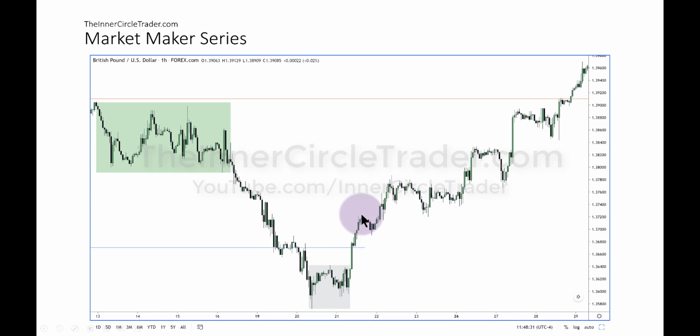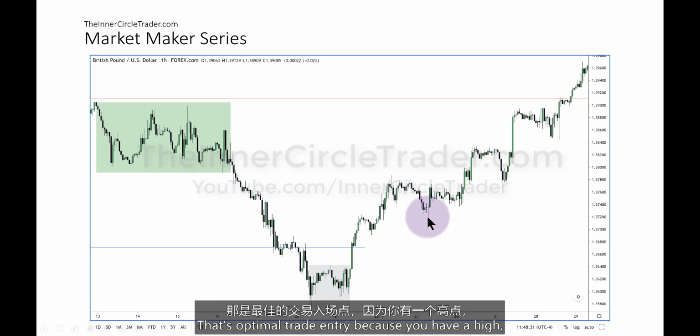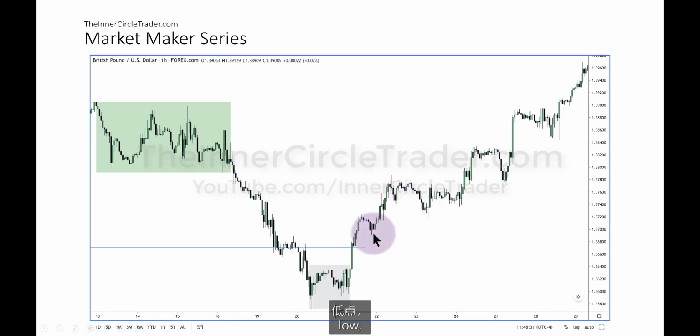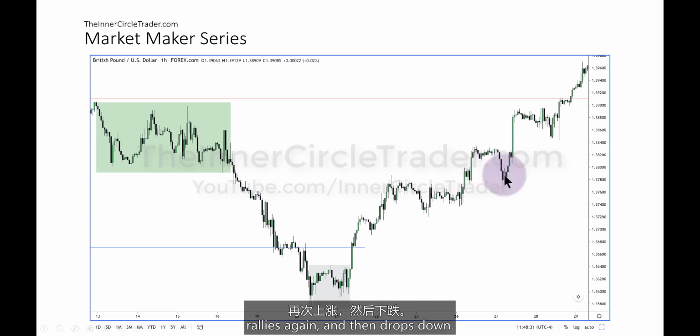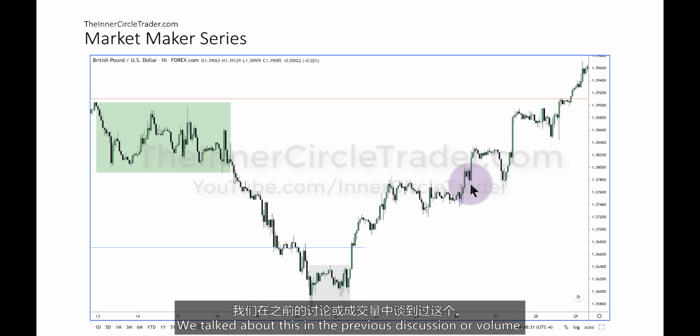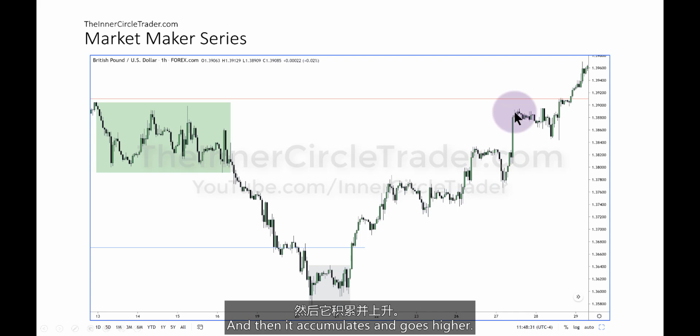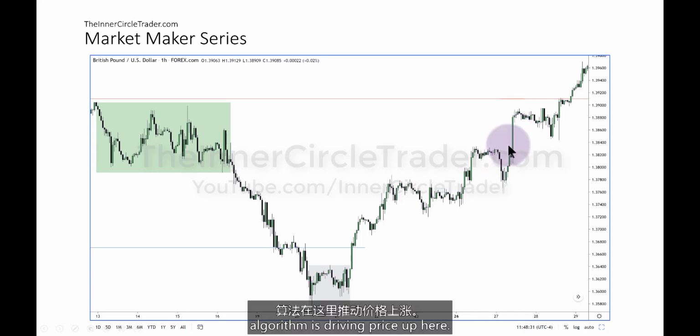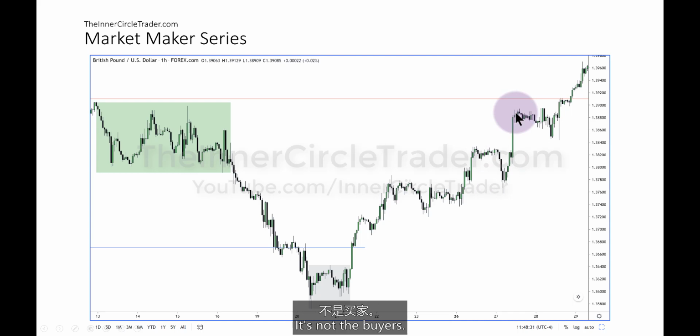We have a low, a high, optimal trade entry in here, rallies up. We have another level here. From this low to this low, that's optimal trade entry, because you have a high, low, higher low. Boom. Rally. Trades up, consolidates, rallies again, and then drops down, takes out that short-term low. We talked about this in the previous discussion, on volume. And it accumulates and goes higher. The algorithm is driving price up here. It's not the buyers. Okay, it's not the buyers.